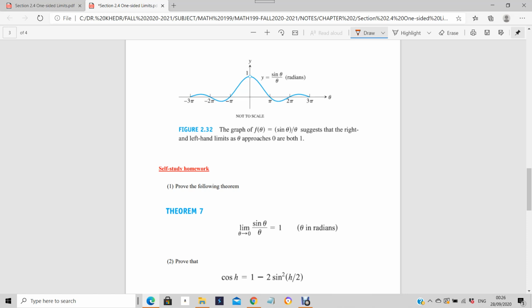Okay? Now, I want you to prove this at home. So this is self-study homework. It means you have to go back to the textbook or search on the internet and prove this theorem. I'm not going to prove it to you. It's already proved in the textbook, and you can find the proof there. So you refer to the textbook or to any place on the internet and prove that the limit of sine theta over theta as theta goes to 0 is equivalent to 1.